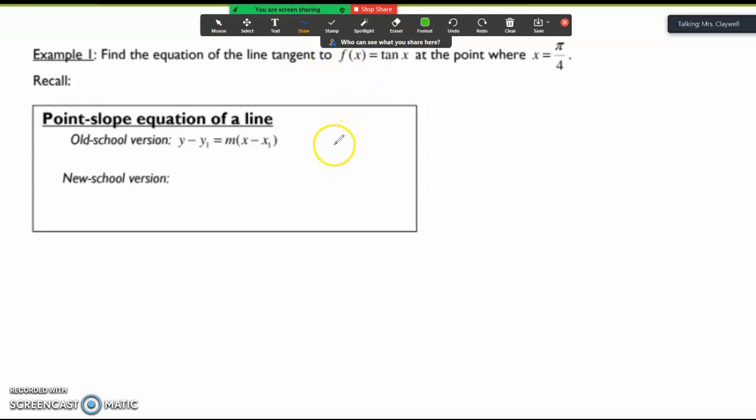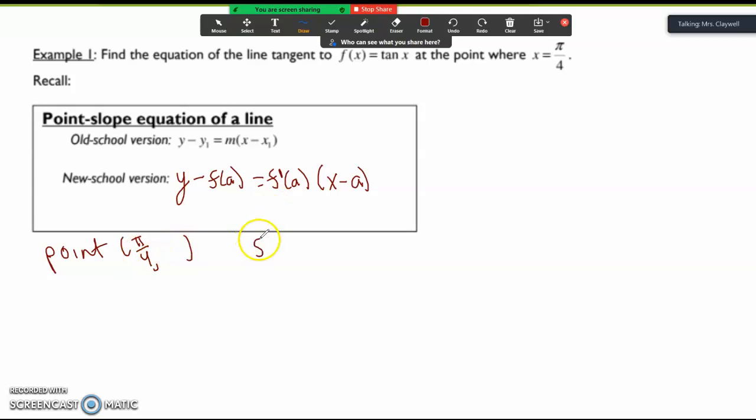Here it wants an equation of a tangent line. We can write this as y minus f of a equals m times x minus a, where m is f prime of a, or the derivative at a. That's going to be our slope. So let's take this into consideration. Let's find our point. I know it's going to be pi over 4 comma something. So let's find f of pi over 4.